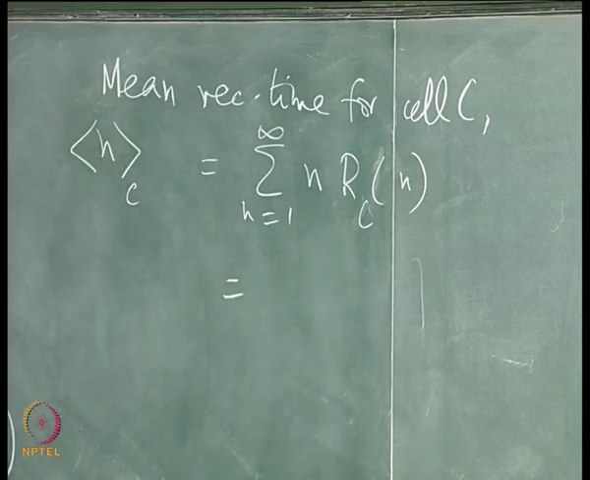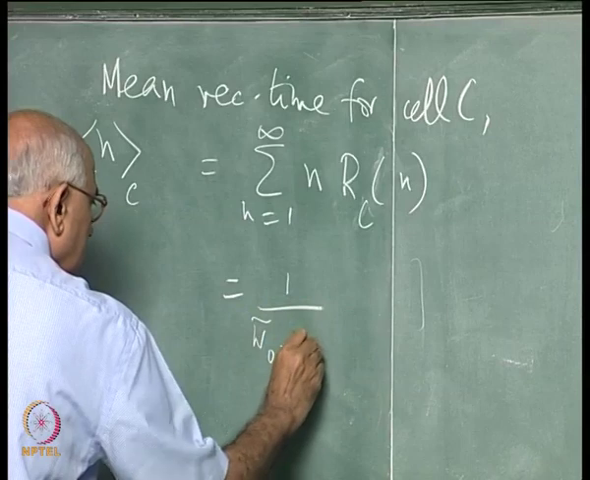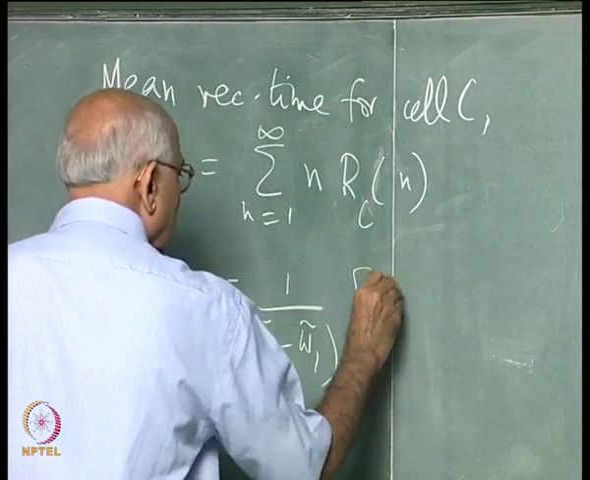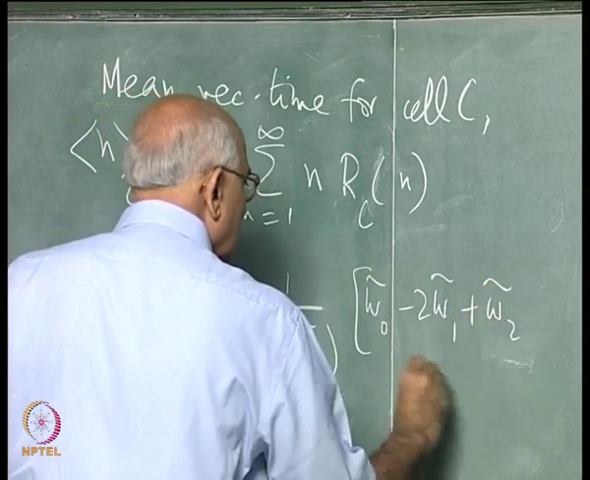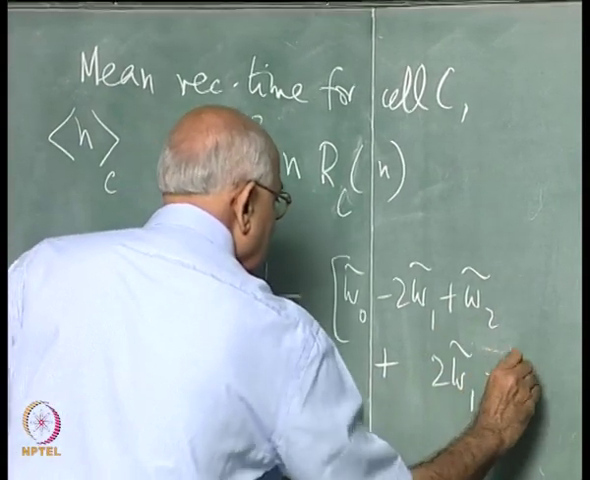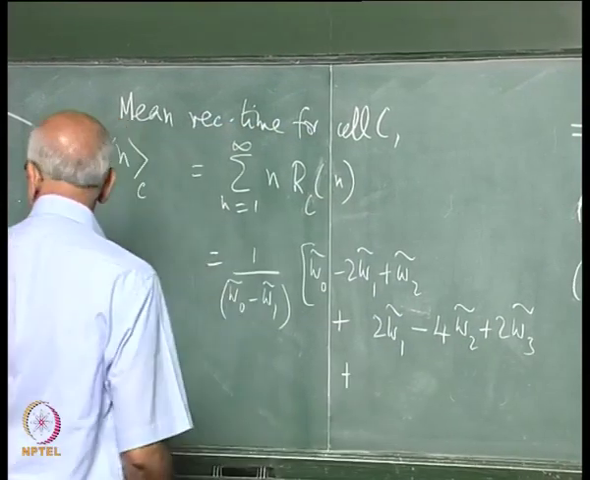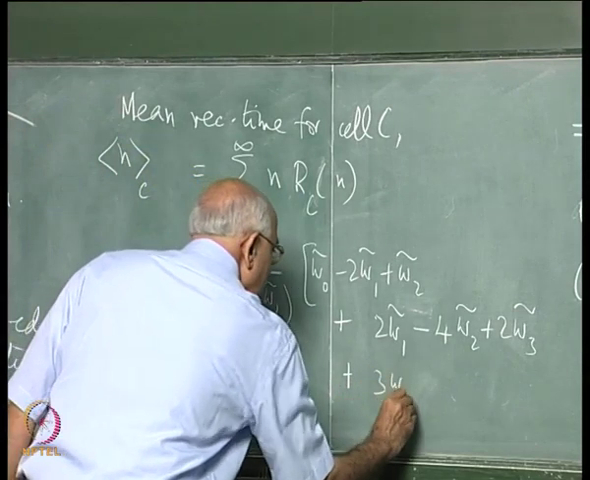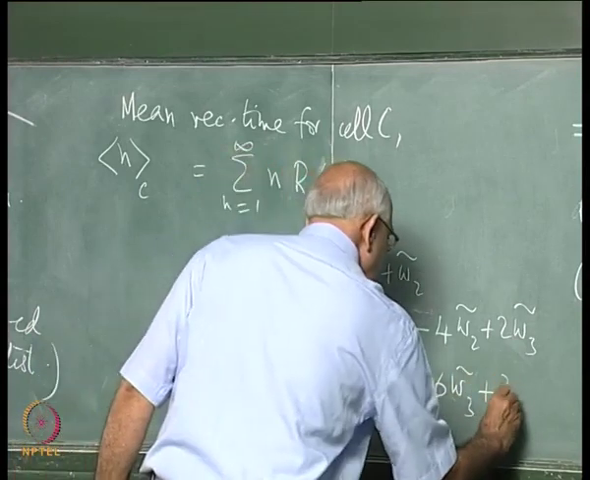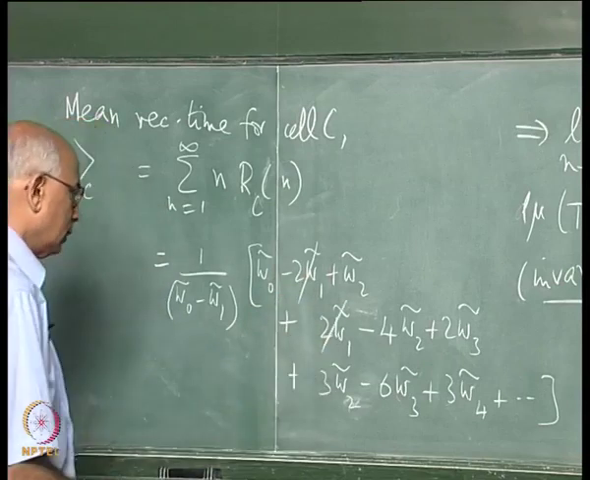Now what is this equal to? Again, this is simple to see: it is 1 over W0 tilde minus W1 tilde multiplied by 1 times W0 tilde minus 2 W1 tilde plus W2 tilde, plus twice, for n equal to 2, twice W1 tilde minus 4 times W2 tilde plus twice W3 tilde, plus now thrice the next one, thrice W2 tilde minus 6 W3 tilde plus thrice W4 tilde, plus dot dot etc. So this obligingly cancels out, and what are we left with?